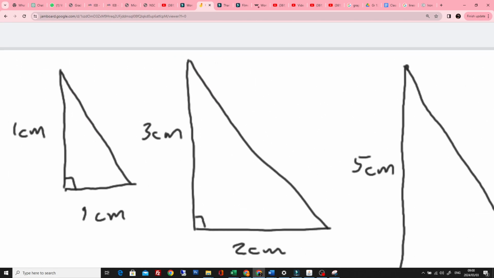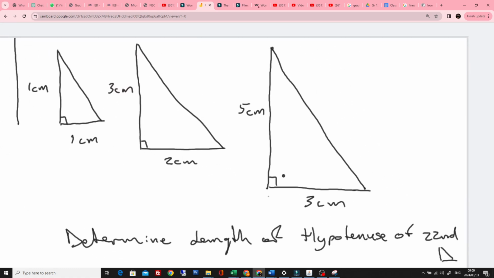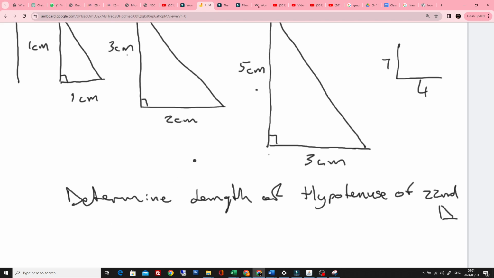Okay, then for instance, I could have 3 right-angled triangles like this, and a question could be to determine the length of the hypotenuse of the 22nd triangle. So this length increases by 2 each time, so I know the next one would be 7. This length increases by 1 each time, so I know the next length would be 4. And I know what the hypotenuse would be for each of those because I can calculate it. But I'm not going to deal with square roots, so let's do hypotenuse squared first. From there we can always determine the hypotenuse.